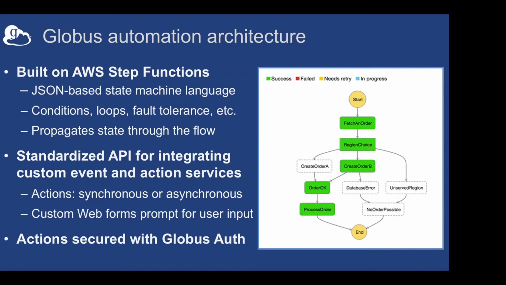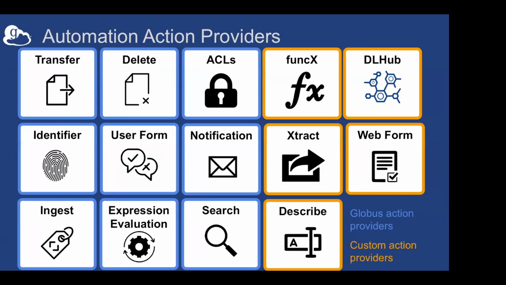And the service maintains the state of all the various resources in the flow so that you can pass those between different steps and different action providers. And again, all of this is secured with Globus Auth. So some of the action providers that we've built so far and have in use in a couple of examples that I'm going to talk about shortly.